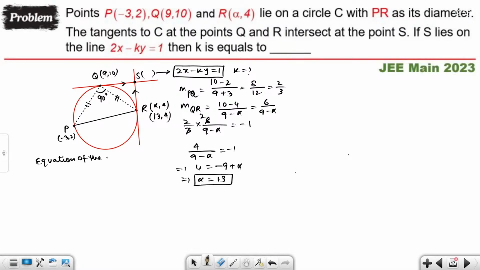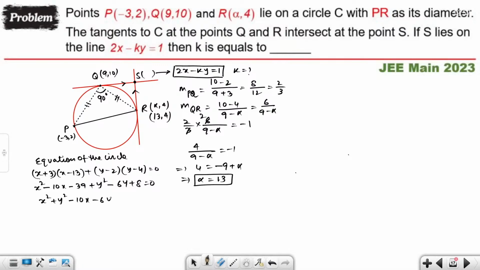Equation of the circle, by using the diametric form, we can write plus, this is equal to 0. So we are getting x square minus 10x minus 39 plus y square minus 6y plus 8 equals to 0. That gives us x square plus y square minus 10x minus 6y minus 31 equals to 0. So this is the equation of the circle.